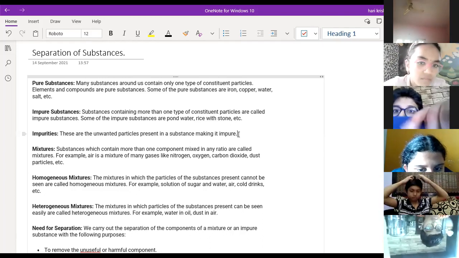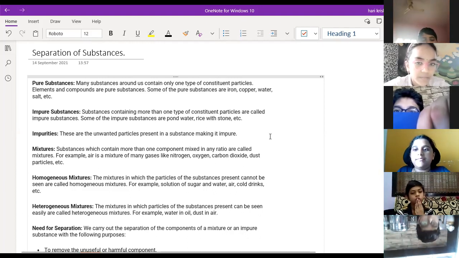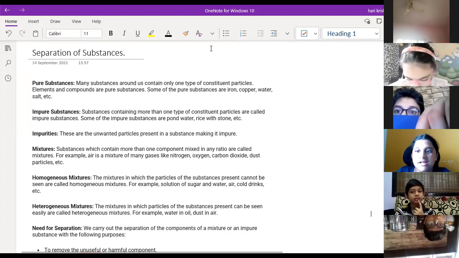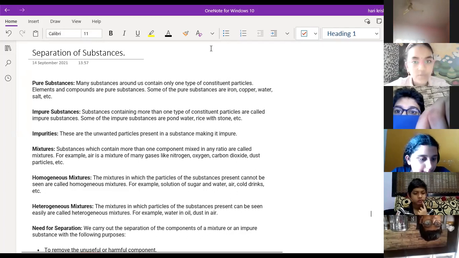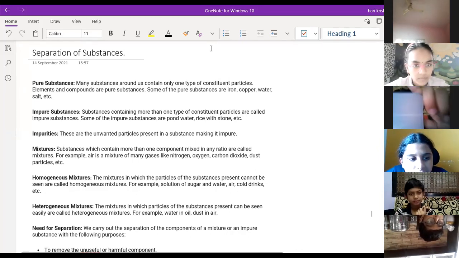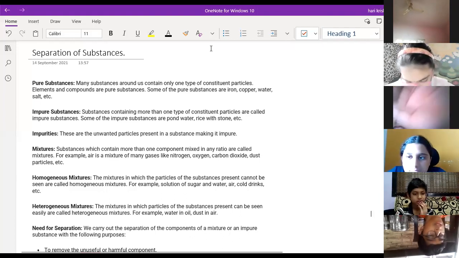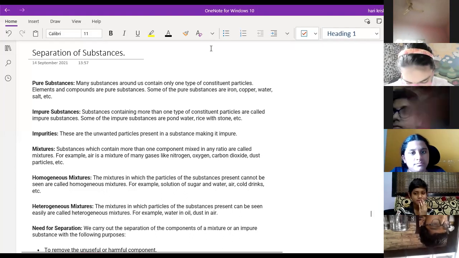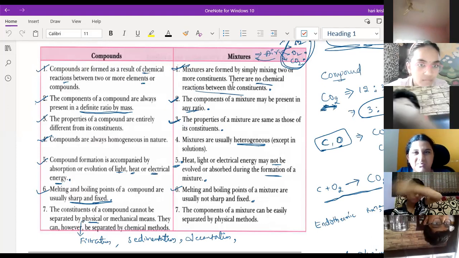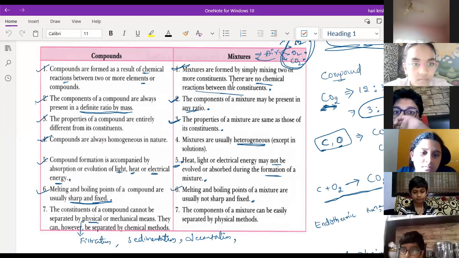Then what is a mixture? Sir, solutions or juices. What is the meaning of mixture? Sir, two substances combining to make a different substance, an impure substance. So you can take the screenshot of this mixture tabular column. We'll discuss it in the last, okay?